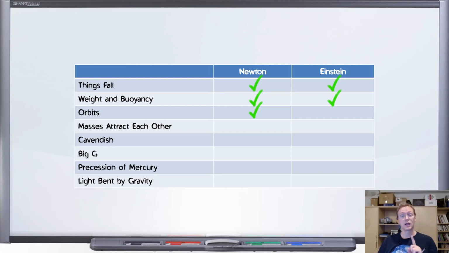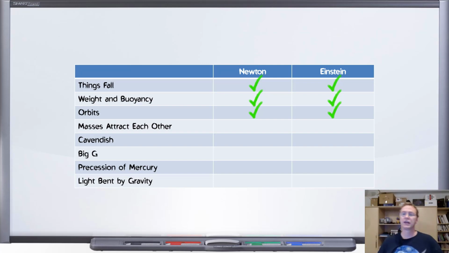But Newton's law of universal gravitation explained the orbits of the planets. If Einstein's equations were going to work, they'd better do that as well. And guess what? Boom, another check mark. Einstein's equations work just fine for the orbits of the planets.